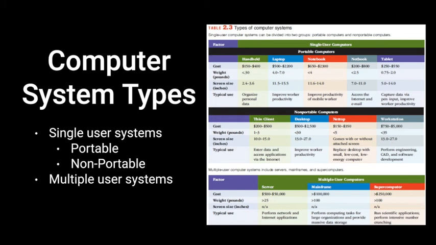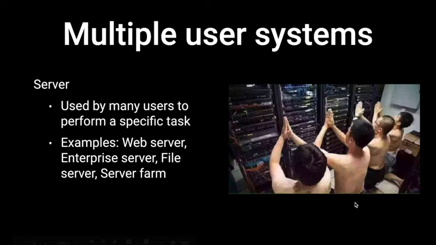What I want to focus on here, what might be new to you, are your multiple user systems. Your multiple user systems include your servers, your mainframes, and your supercomputers. You can see their price; they are very much more expensive. So why do we call them multiple user systems? Think of it this way: a server is a computer first and foremost that can be used or accessed by multiple people. So many people can use this server.